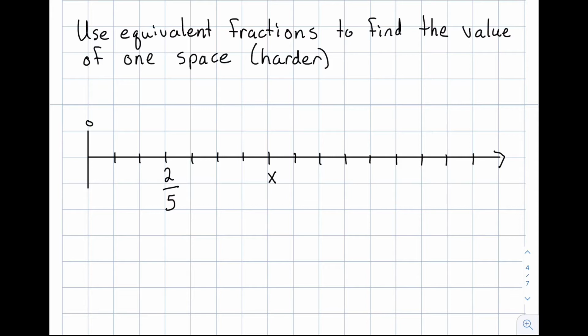In this next example, we now have 2/5. This is a whole different number line. It's unrelated to the previous example. And so 3 spaces are worth 2/5 of a whole, and we're looking for this x right here.